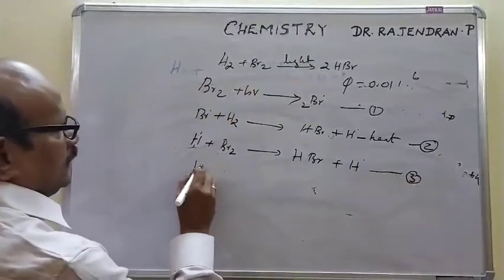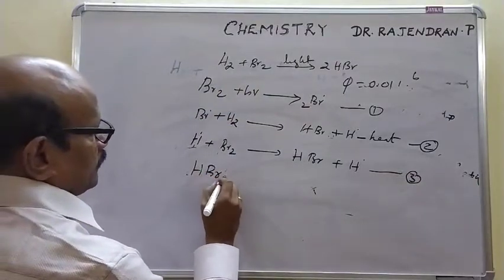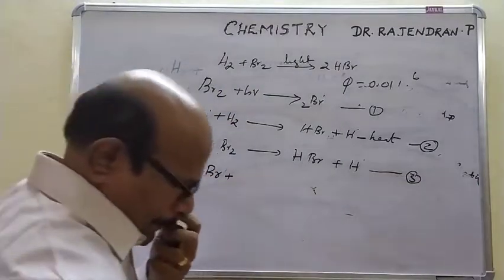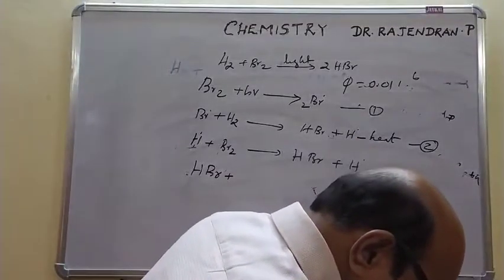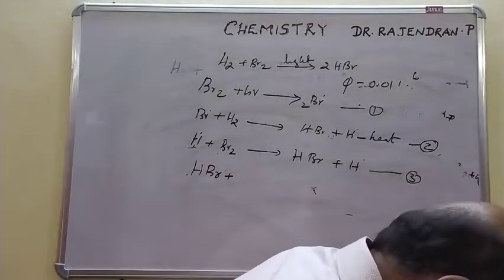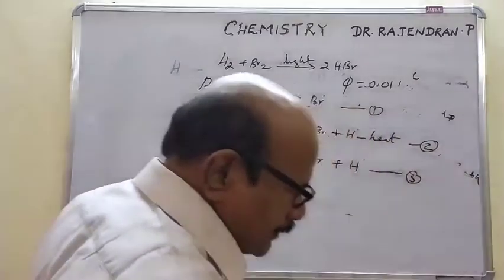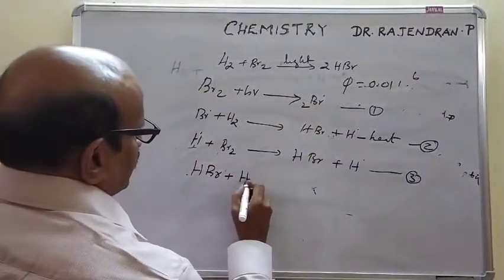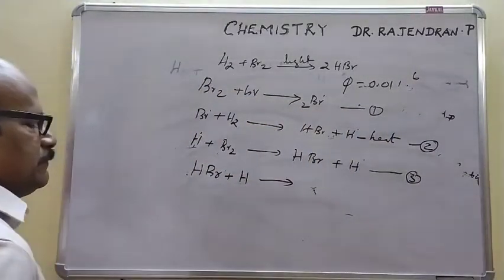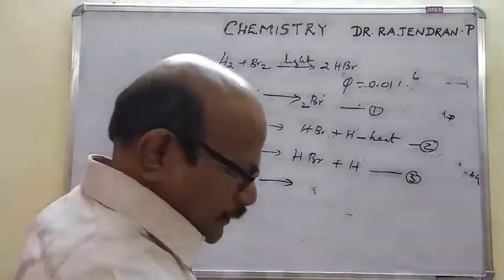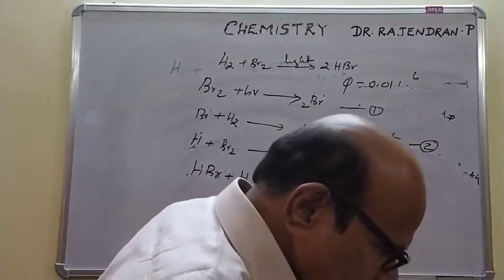And there is a chain retarding step, HBr plus H giving H2 plus Br.